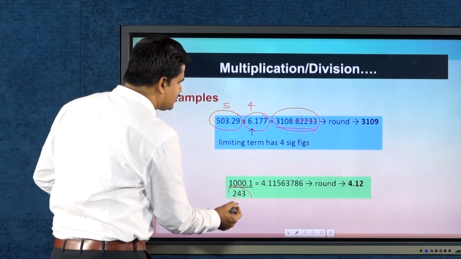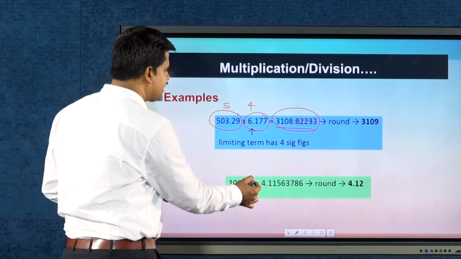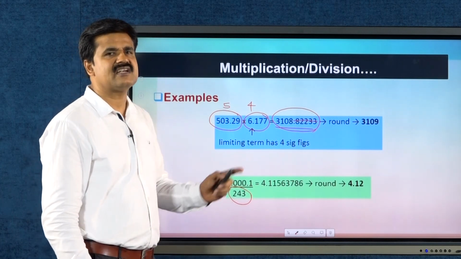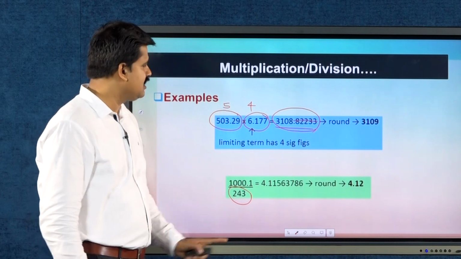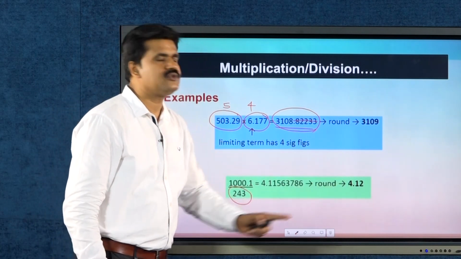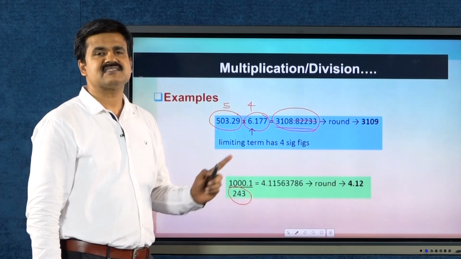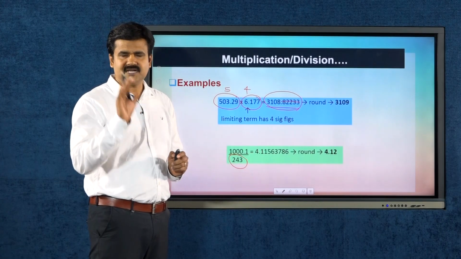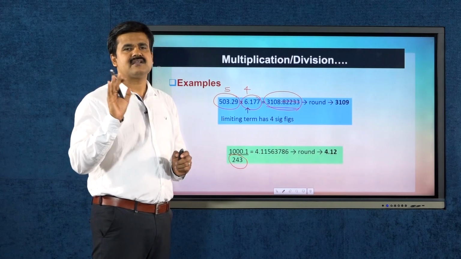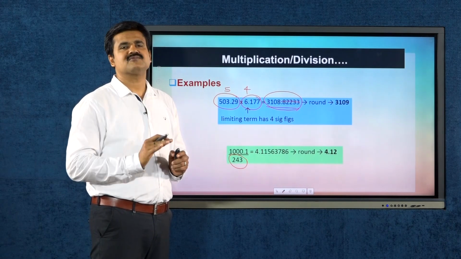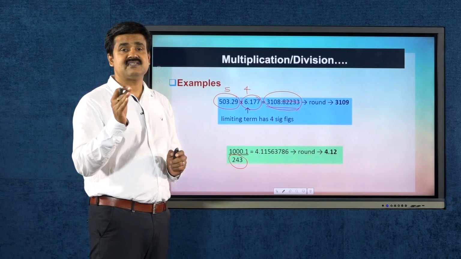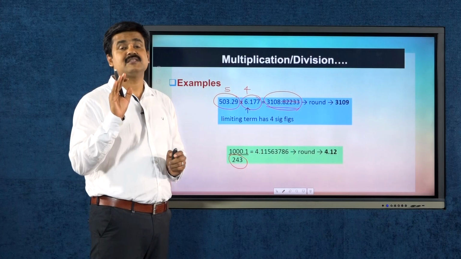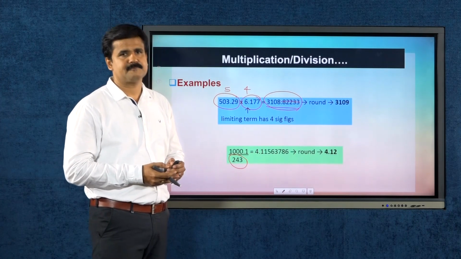Here there are 3 significant figures. Here there are 5 significant figures. But you should keep the fact that the result contains 3 significant figures only. So this quantity should be rounded off to 4.12. That means there are 3 significant figures. So in the case of multiplication and division, the result contains the same number of significant figures as in the case of the limiting term. The limiting term is the term with the minimum number of significant figures.